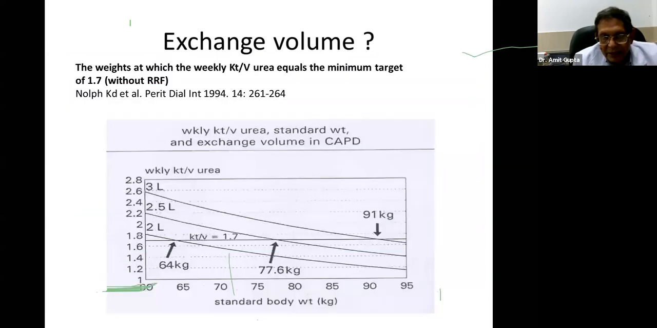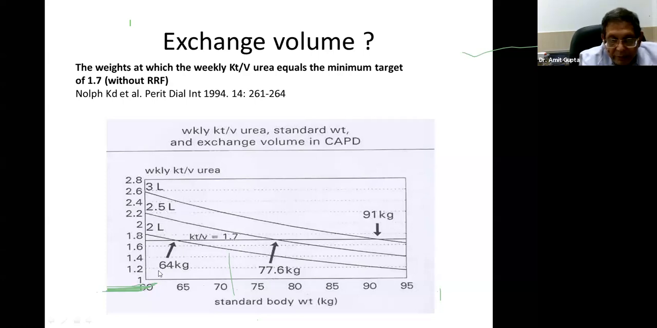So this was a very old study, published way back in 1994 by Carl Lolf and colleagues, again from the University of Missouri. They looked at the body surface, the weight of the individuals, and they looked at KT/V 1.7. This showed that if an individual is about 60 or 65 kg in weight, you can achieve a KT/V using a 2-liter bag, a 2-liter dwell volume.